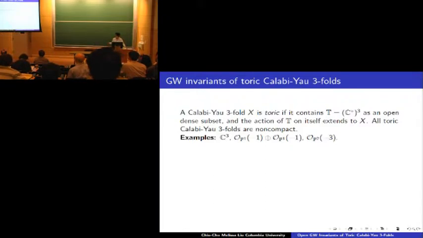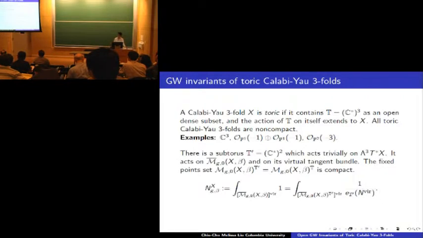So we have seen that for the resolved conifold and for O(-3) over P1, we can still define Gromov-Witten invariants for any genus and any non-zero degree. Now there is a subtorus T' of this capital T, which acts trivially on the canonical line bundle of X. This subtorus acts on the moduli space and on its virtual tangent bundle. The fixed point set of T' is the same as the fixed point set of T, and it is compact for any toric Calabi-Yau threefold.